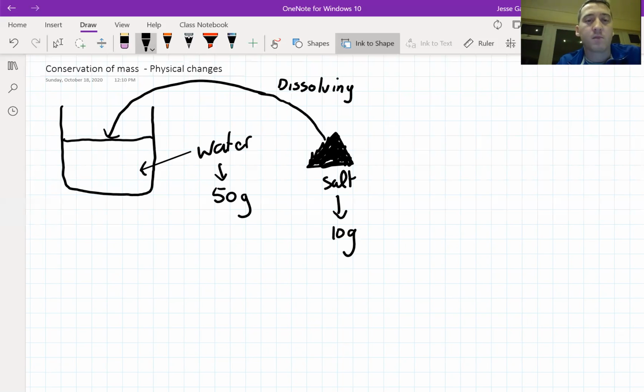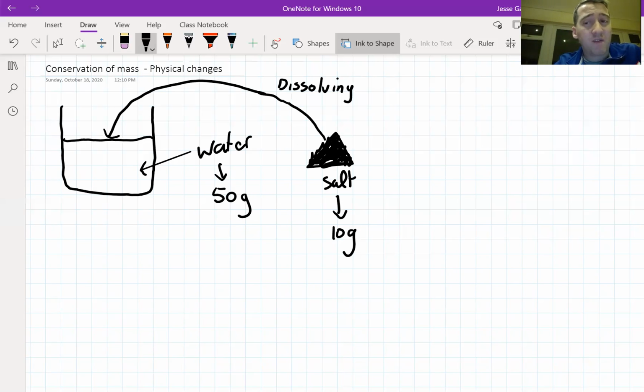So we take our 10 grams, we put it in the water, we mix it up, and it dissolves. Now it looks like it disappears, but we've already learned that it doesn't disappear. What happens is the particles of the salt get pulled apart and they mix with the water. We call this dissolving. The question is, what happens to the mass? So we started with 50 grams of water. We put 10 grams of salt in. So what's going to happen to the mass?